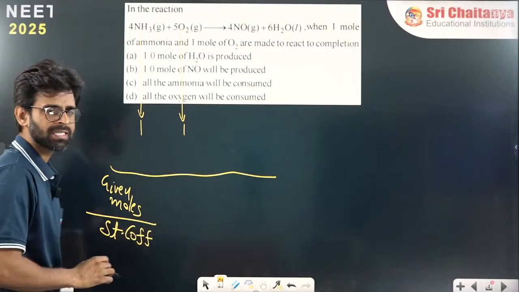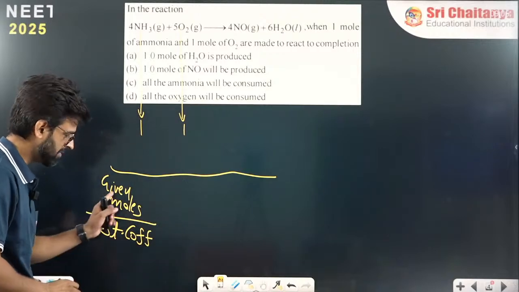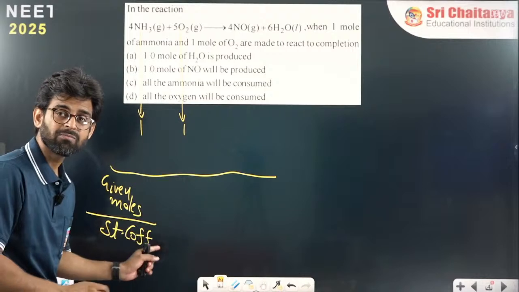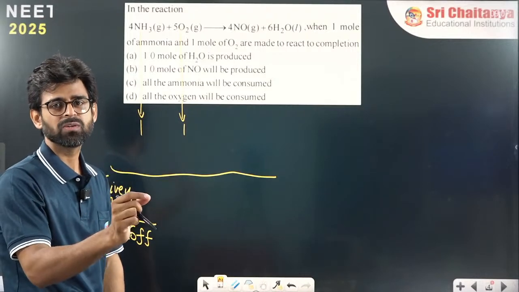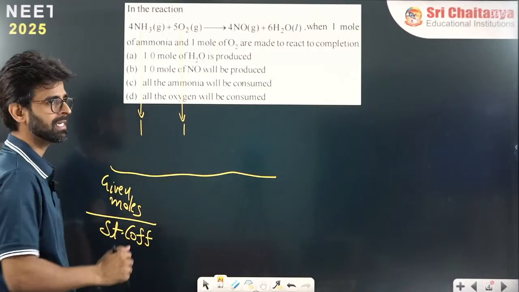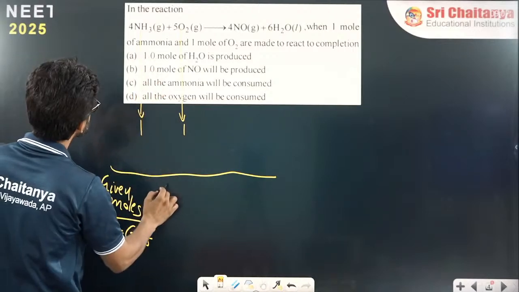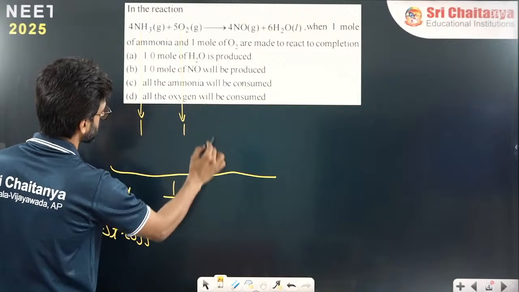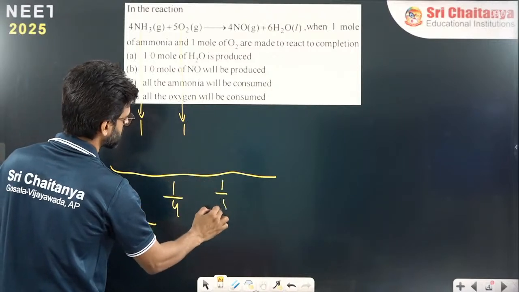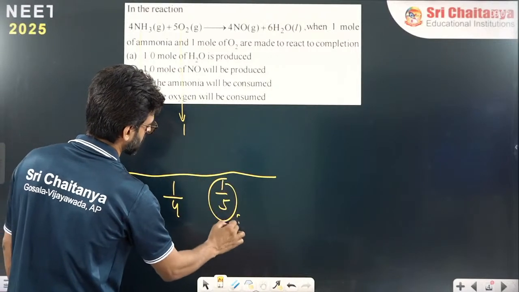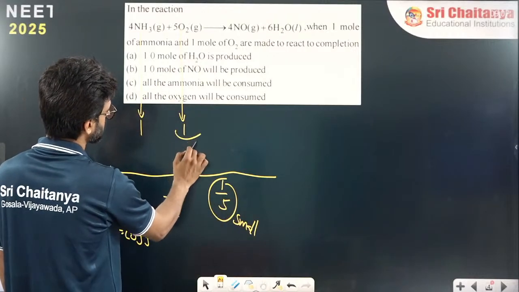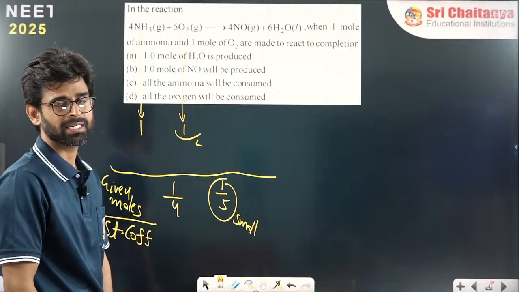For every reactant, I will find this: given moles divided by the stoichiometric coefficient. Whatever number gives me the least value will be our limiting reactant. Like here, 1 mole is given, divided by 4. For O2, 1 mole is given, divided by 5. So this is the smallest number, the least number. So from here I can decide it is O2, which is our limiting reactant.